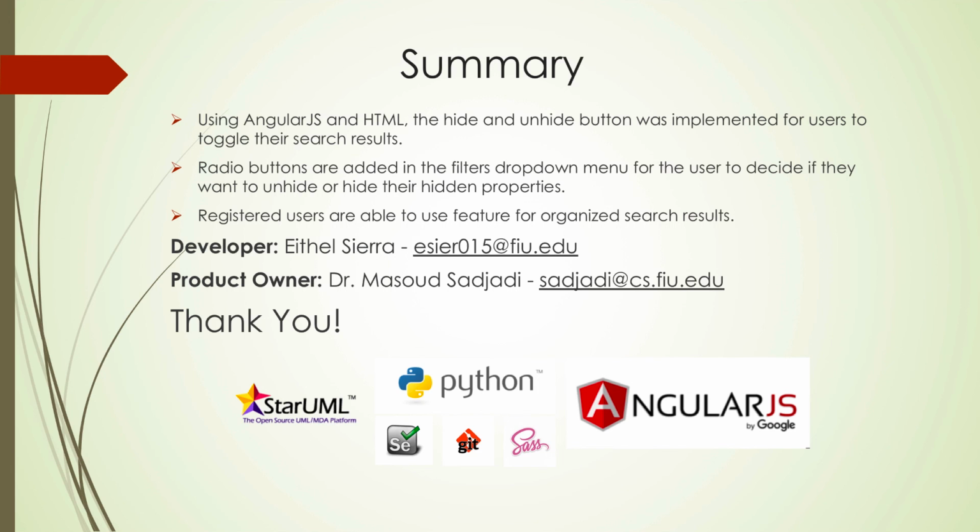There you go. Now in summary, using AngularJS and HTML, the Hide and Unhide button was implemented for users to toggle their search results. Radio buttons are added in the filters drop-down menu for the user to decide if they want to unhide and hide their hidden properties. Registered users are able to use the feature for organized results. Remember, only registered users.